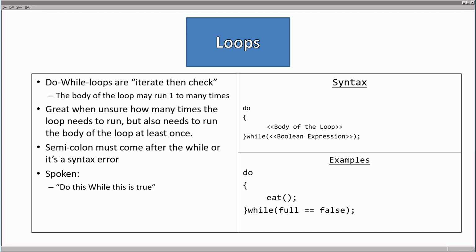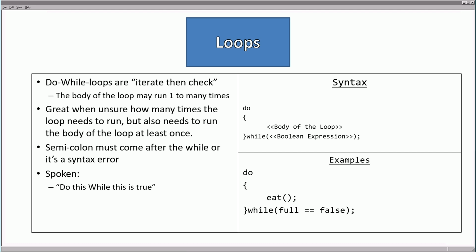Do-while loops are another version. Now, these are iterate then check because unlike a while loop, the body of the do-while loop runs at least once. Now, these are also great when you're unsure of how many times the loop body has to run, but you know for sure that the body has to run at least once.